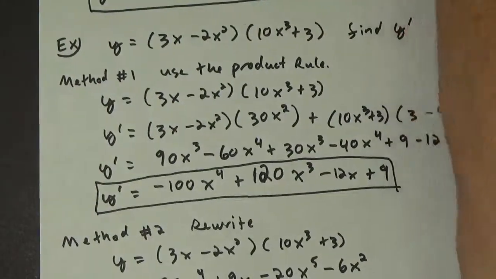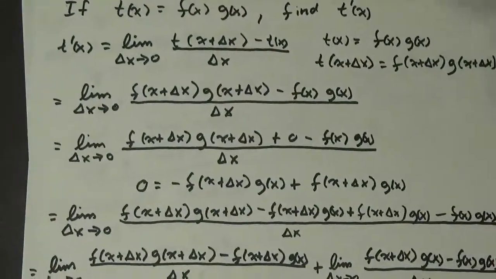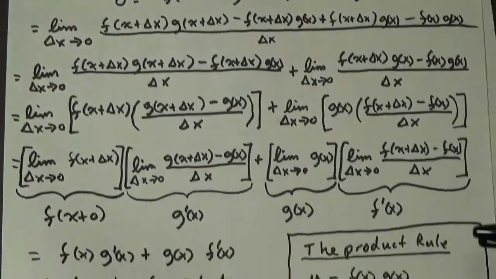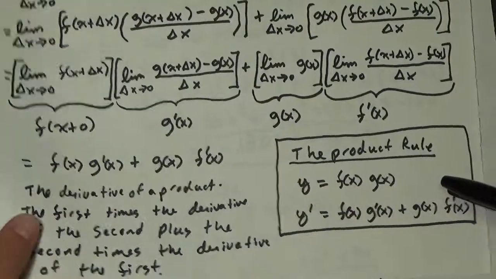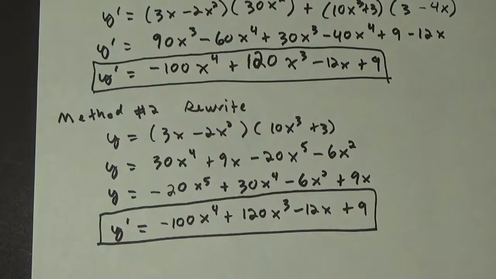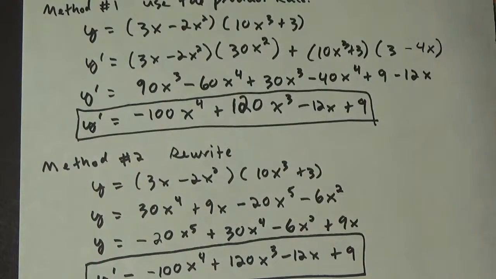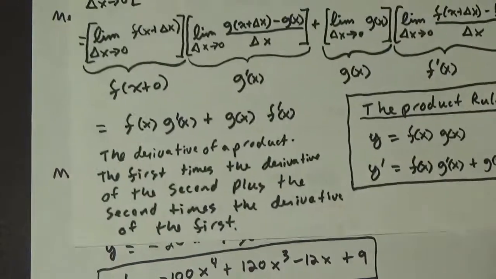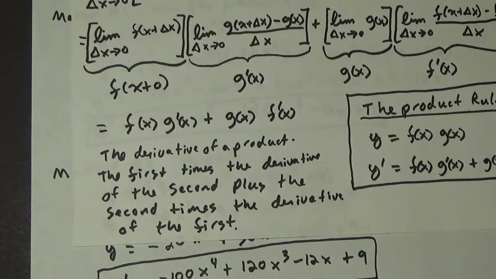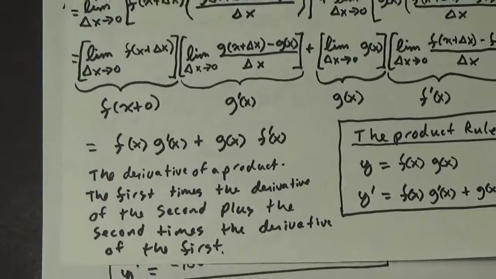So in this video, we derived the product formula, the product rule, and so we ended up with this. And then we used that product rule to find some derivatives. And after a little bit of practice, you'll get pretty good at finding the product. But remember, even to this day, when I take the derivative of a product, I'm just thinking this in my brain. It's the first times the derivative of the second plus the second times the derivative of the first. It's a good way to look at the product rule.